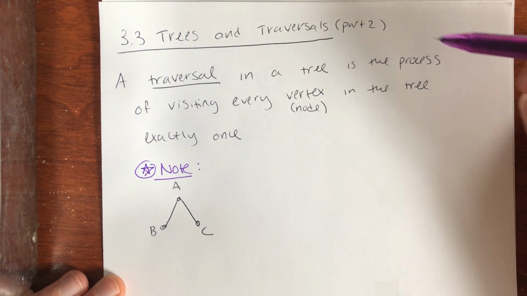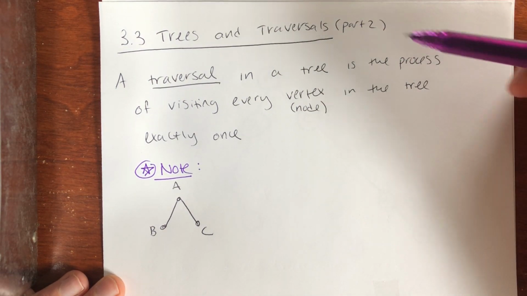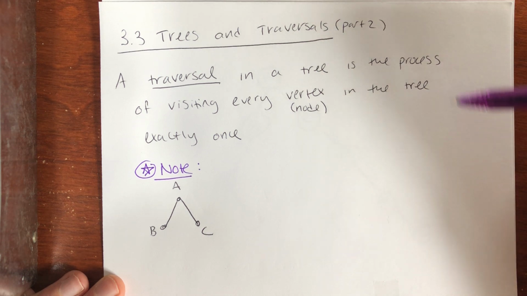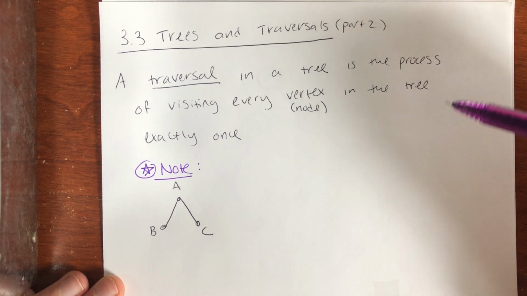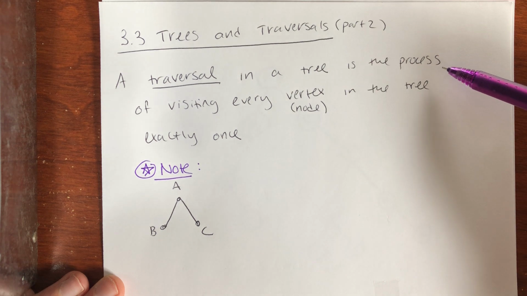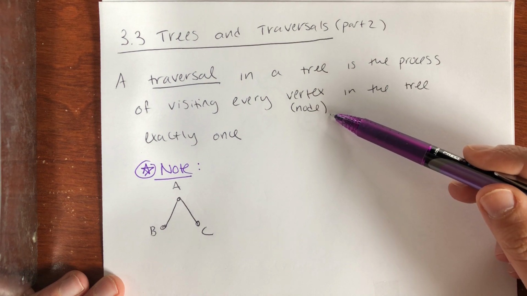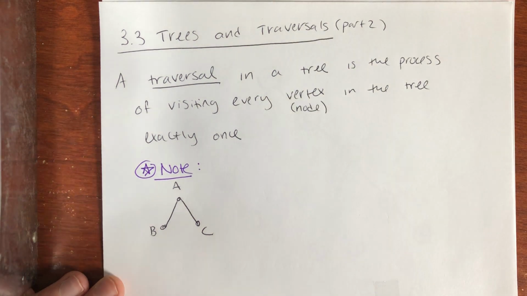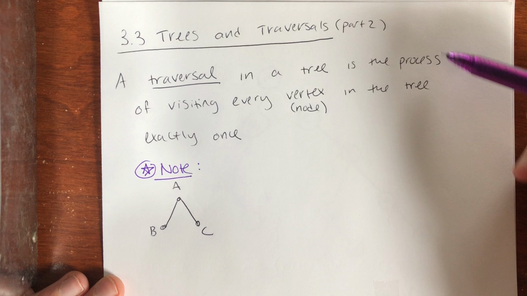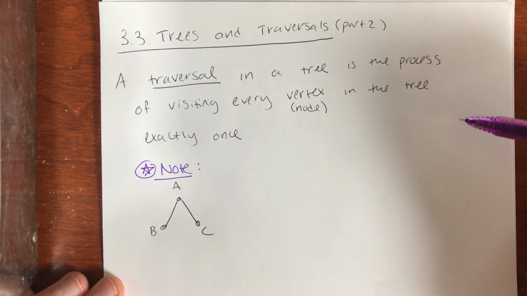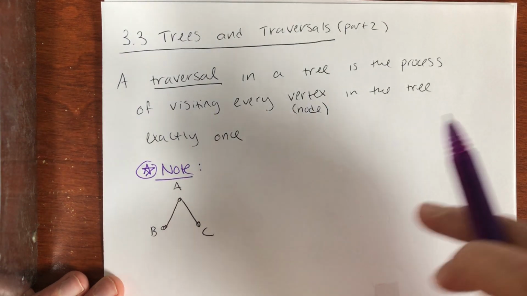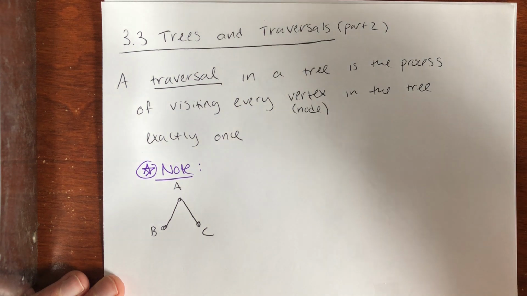To wrap up section 3.3, I want to talk about another important use of trees, which is in computer science. We talk about trying to find a traversal in a tree. Now, a traversal is just some process by which we visit every vertex or node in a tree exactly once. And I want to point out here that this sounds in a way sort of like a Hamiltonian path, right? Visiting every vertex exactly once sounds Hamiltonian.